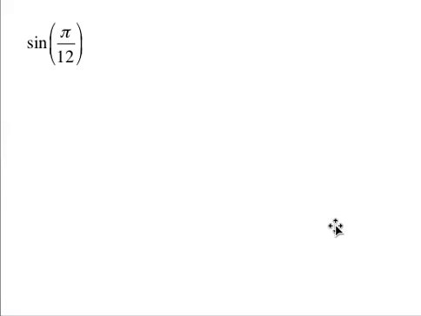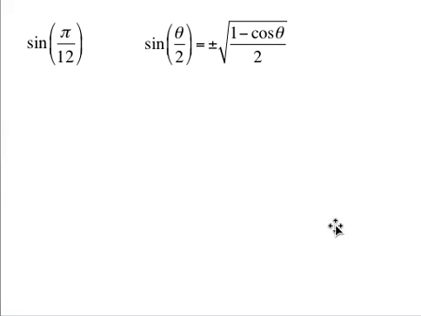Our next question is sine of pi over 12. That's going to require a half angle. So a half of pi over 6 is pi over 12. We want to keep that in mind. And here's our identity. Sine of theta over 2 is plus or minus the square root of 1 minus cos theta over 2. We've got to choose whether it's the plus or the minus. Pi over 12 is in quadrant 1, so it'll be plus.